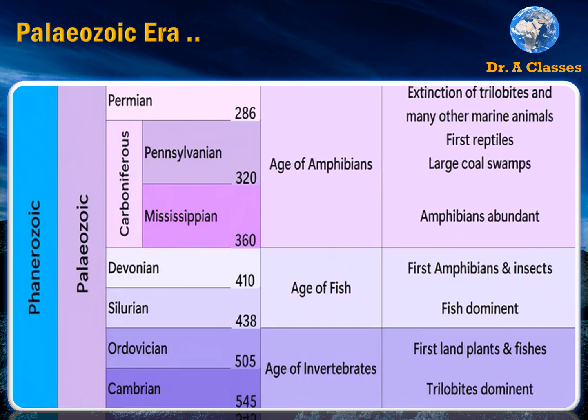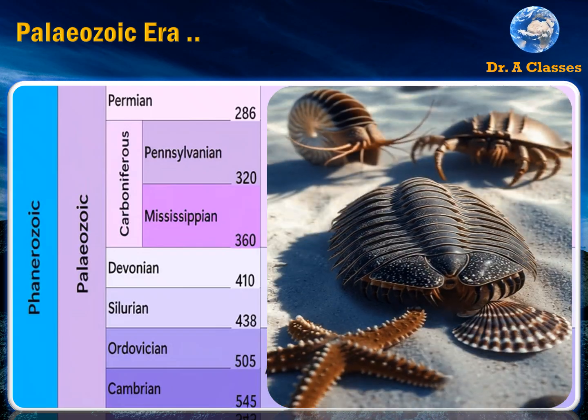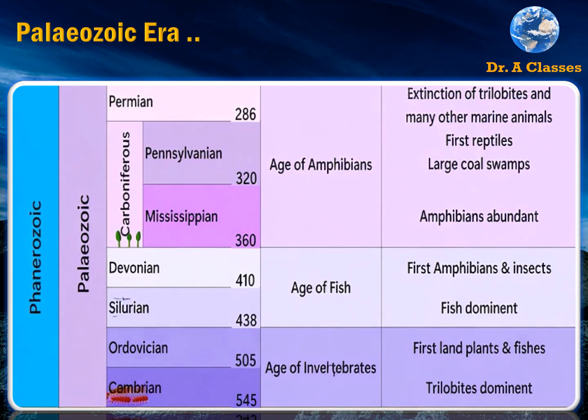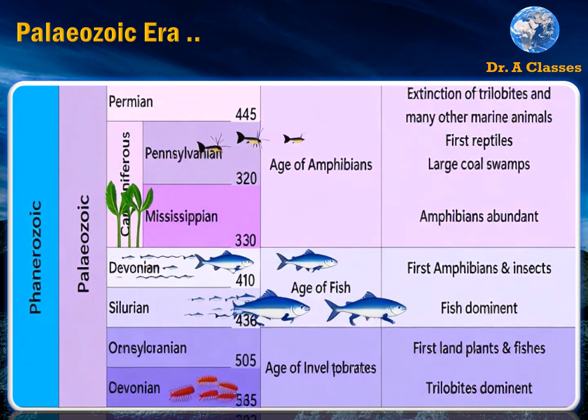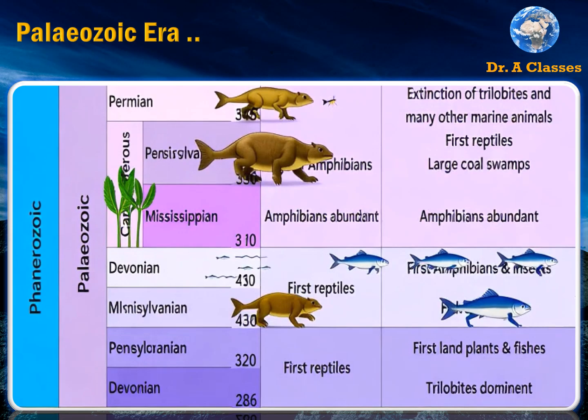Paleozoic era. The Paleozoic era is the earliest era of the Phanerozoic eon, spanning from about 545 to 286 million years ago. It begins with the Cambrian period, marked by a rapid diversification of life and the dominance of trilobites. In the Ordovician and Silurian, invertebrates flourish and the first fish and land plants appear. The Devonian period, known as the Age of Fish, sees fishes becoming widespread and the first amphibians and insects evolving.